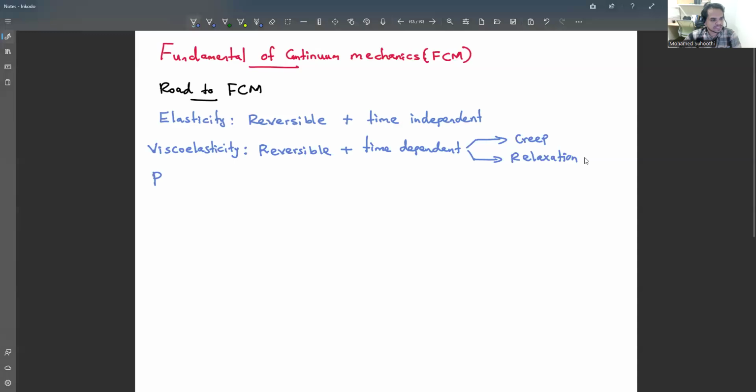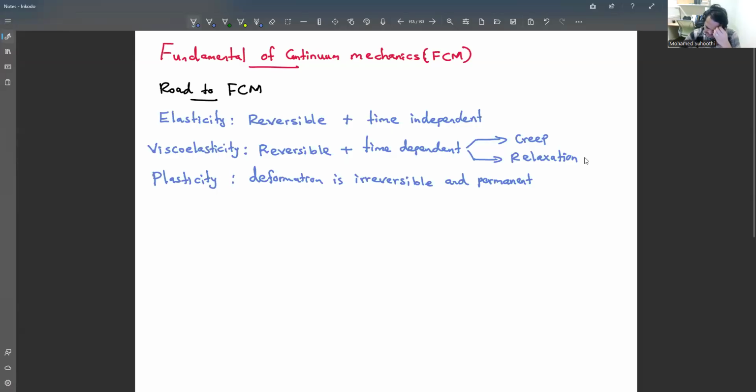Another one is called plasticity. What we define as plasticity means the deformation is irreversible, and permanent. Okay, so this we define as plasticity.